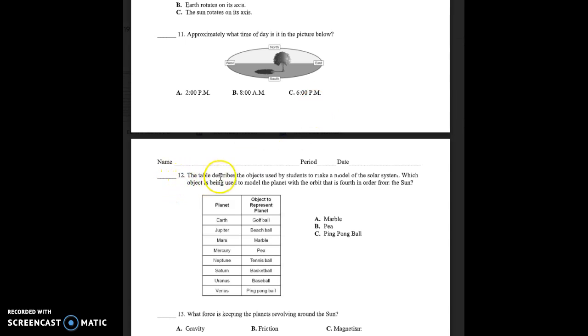Number 12. The table describes the objects used by students to make a model of the solar system. Which object is being used to model the planet with an orbit that is fourth in order from the Sun? A. Marble. B. Pea. C. Ping pong ball.